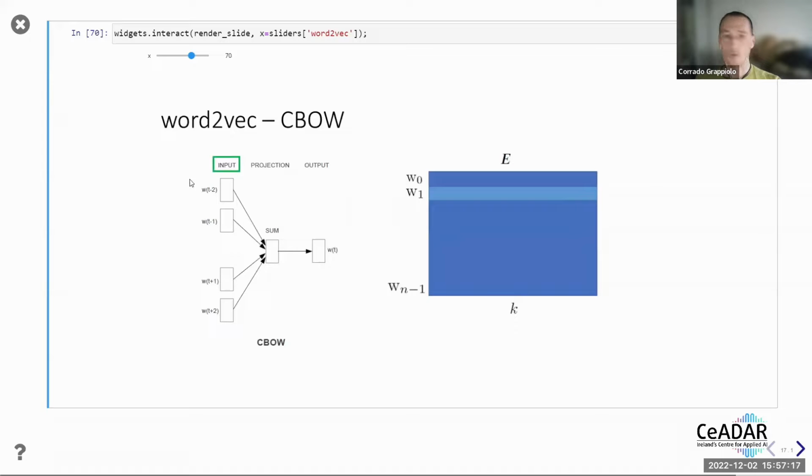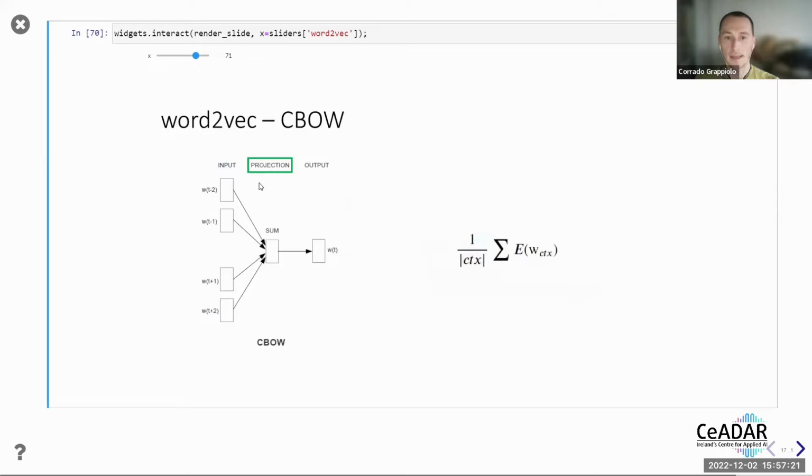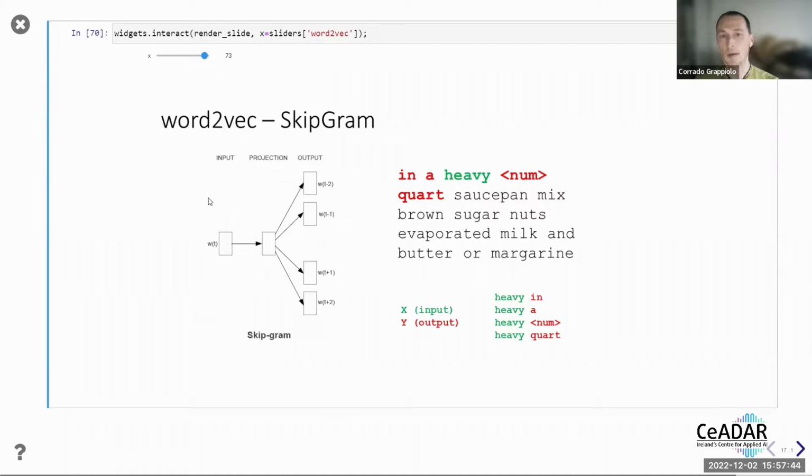We said we have this lookup table that allows us to retrieve the word embeddings. Then, according to the paper, these vectors are being averaged together. It's very simple, because again, the focus is on learning the embeddings, not the prediction in that sense. And then the output is the usual softmax function, which gives an output layer of as many neurons as the vocabulary. Skipgram flips the architecture, essentially.